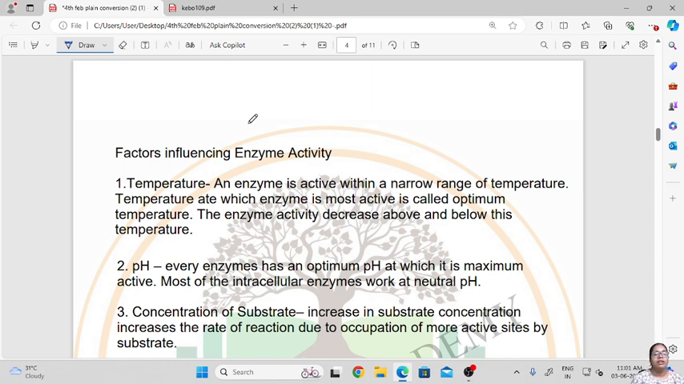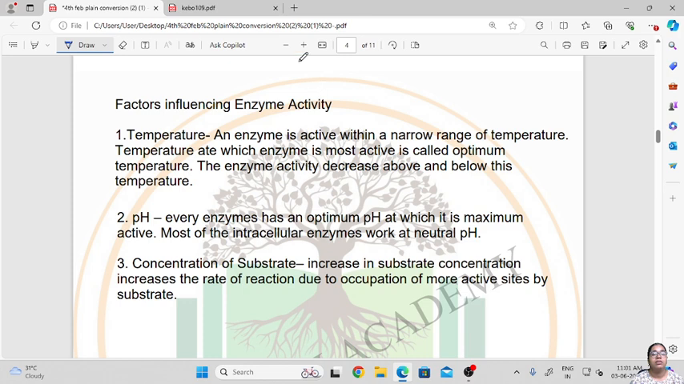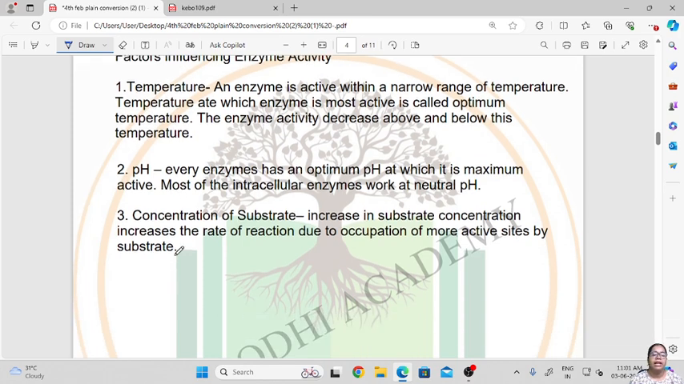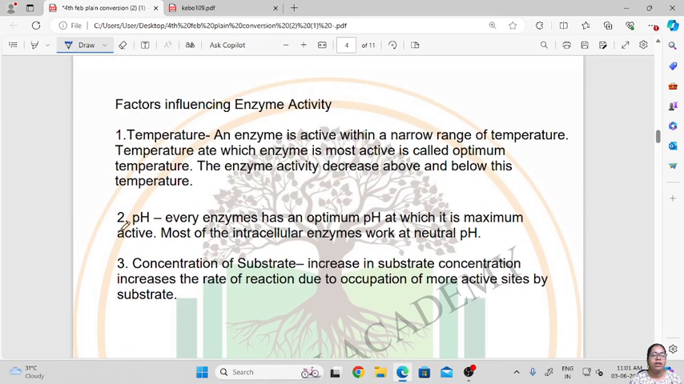So now let us see what are the factors which will influence the activity of the enzyme. The factors are temperature, pH, and concentration of the substrate. First factor is the temperature. An enzyme is active within a narrow range of temperature. The temperature at which the enzyme is most active is called the optimum temperature, and the enzyme activity decreases above and below this temperature. So there has to be an optimum temperature.